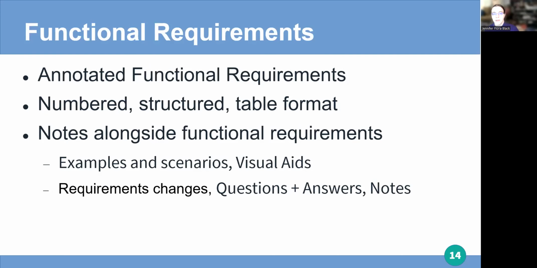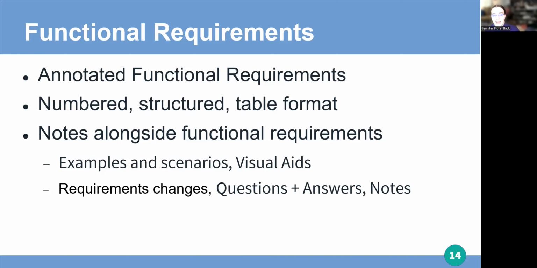We use examples, and we try to use the same examples throughout in our functional requirements. We have annotated functional requirements. We use a numbered structured table format, and we have the requirement side by side with the notes. So the notes explain the requirement, and the requirement is using the example.